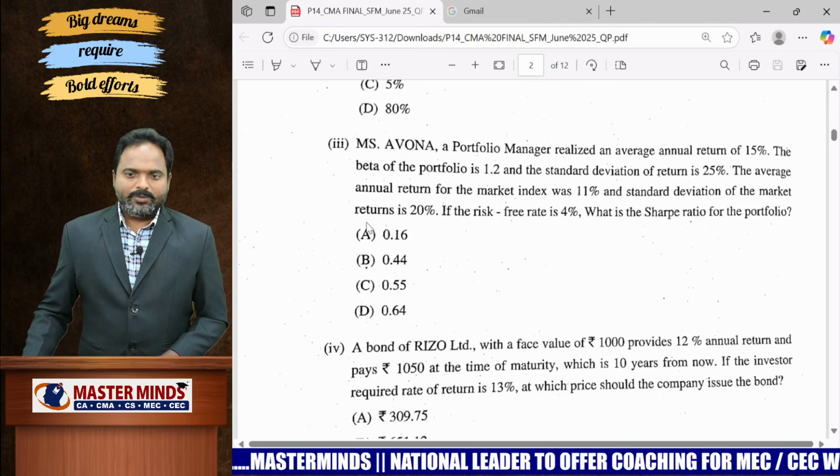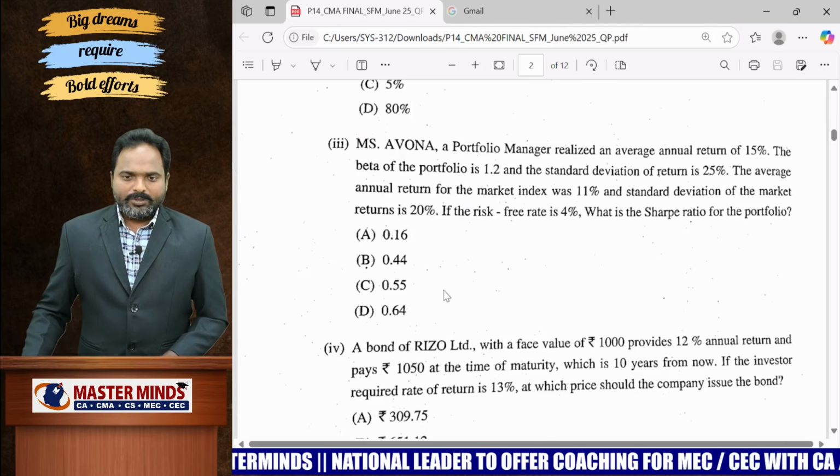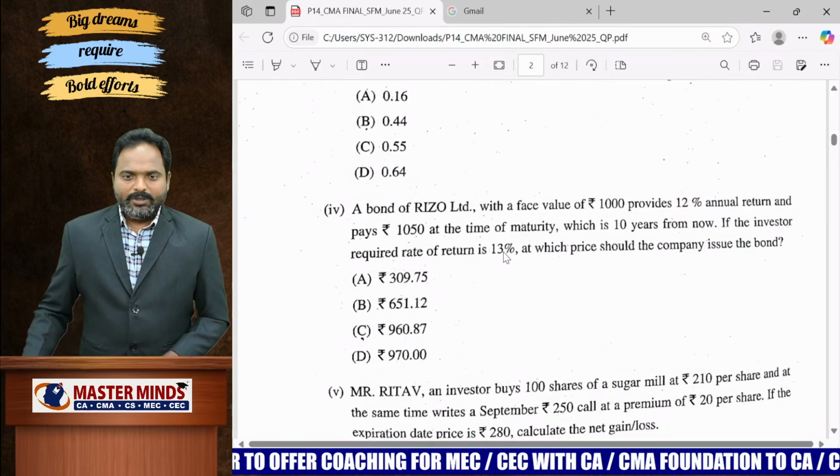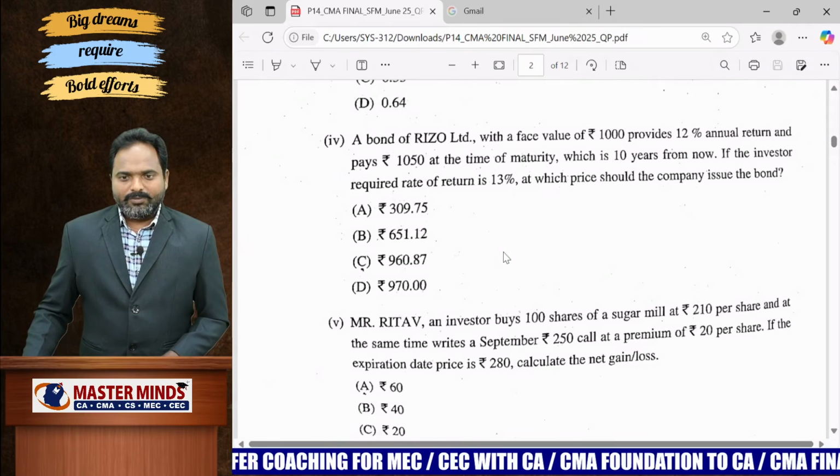So this is the Sharpe ratio. Easy to calculate, but it's time taking. Slowly you have to calculate the Sharpe ratio. The formula is (Rp minus Rf) divided by sigma. Very simple to calculate, all information is given. And this is again valuation of bonds.